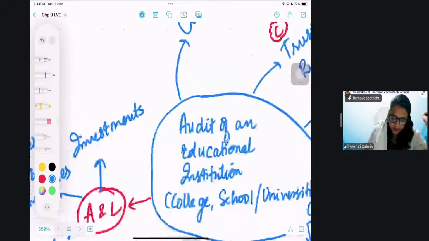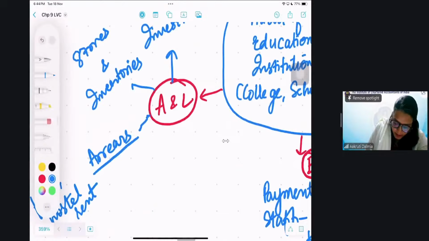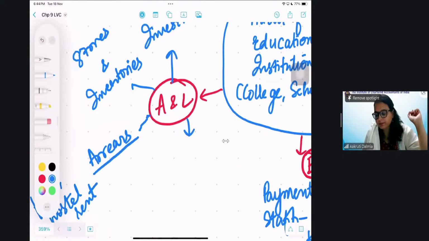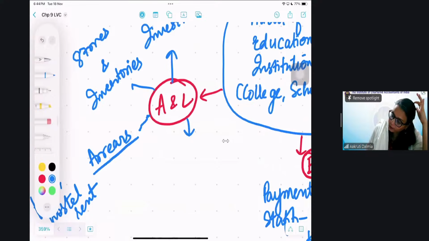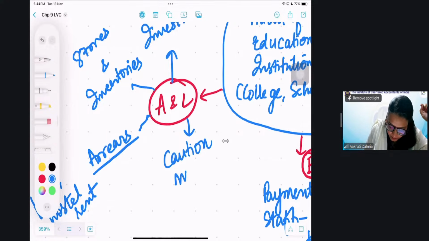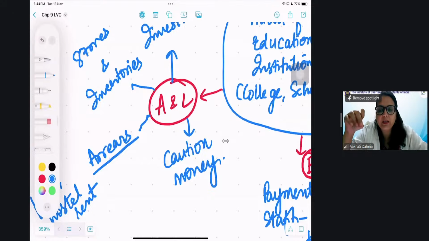Oh yeah, liability side is spending. Liabilities, let's look at liability. One of the most important things that I am telling you is a new word for you. Okay, so I'm teaching you something new that is called caution money. This is one of the most unique liabilities in a college, school, or university. So, caution money.